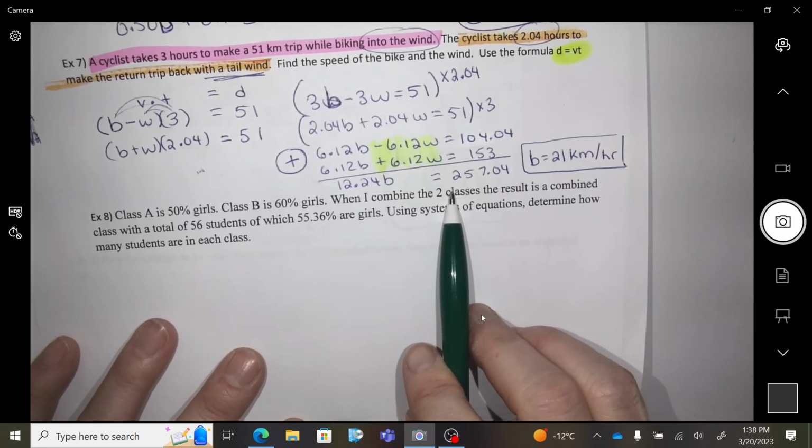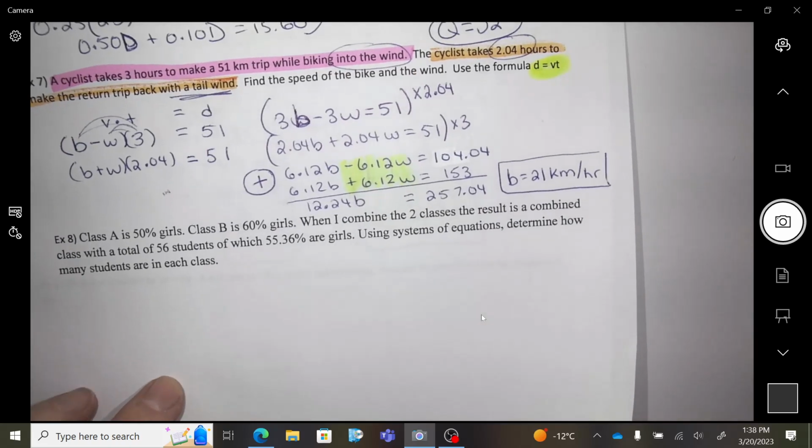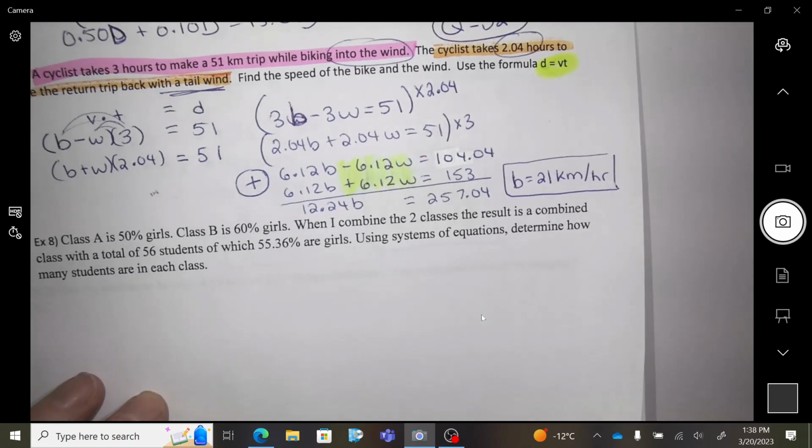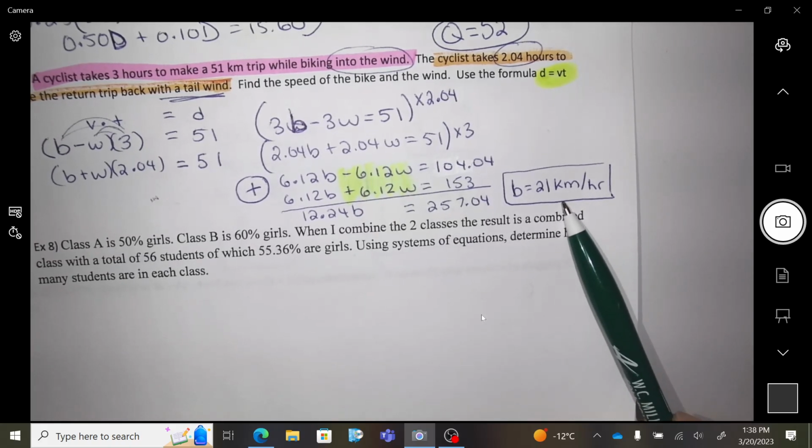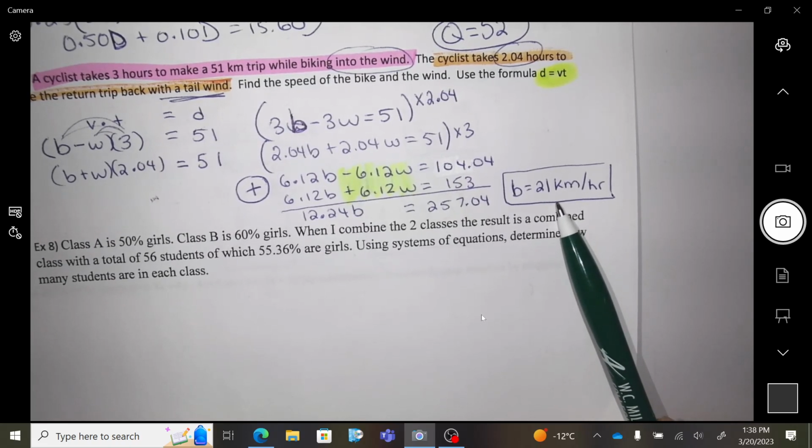Okay, and then I divided, and I got 21 is the bike speed. So that's in kilometers per hour because it's the speed of the bicycle. Is this on the first trip or the last trip? It's both trips. The biker itself is always going the same bike speed. Like you're always pedaling the same speed. It's just that the wind makes you either travel faster or slower. So you're consistently biking, right?